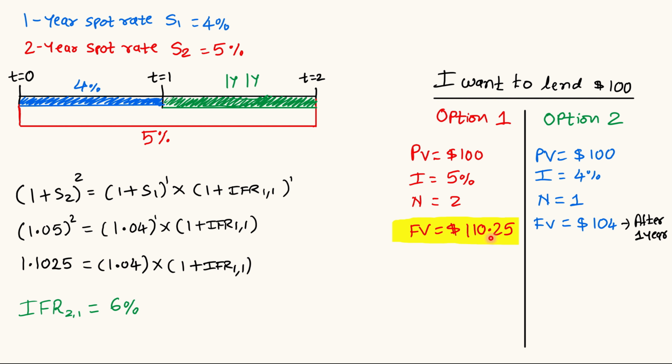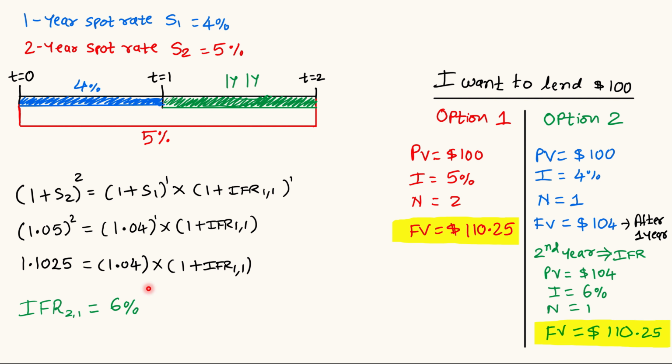So at the end of year 1, I'm going to have $104. And then I can reinvest at an implied rate of 6%, which will again give me the same future value of $110.25. If this doesn't hold, let's say we have a future value of $115.25, then there will be an arbitrage opportunity in the markets. And many arbitrageurs will jump into this opportunity, and then the rates will be back to an equilibrium point.